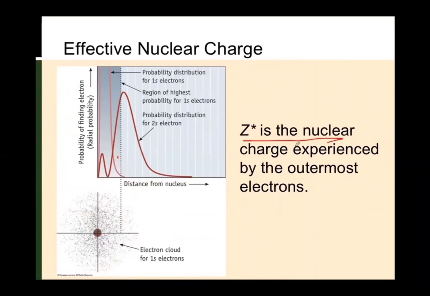So Z star is the nuclear charge experienced by the outermost electrons. You can see this dashed line has been continued to here, which is like the electron cloud for 1s electrons. Each one of these dots is like a predicted location for the electron around the nucleus, which is here at the center of this cross. So there's the nucleus, which is filled with protons and neutrons, and then the electrons are around here. You can see that after we go past this line, some electrons can still exist, like this tiny little bit here, but it's very, very low probability.